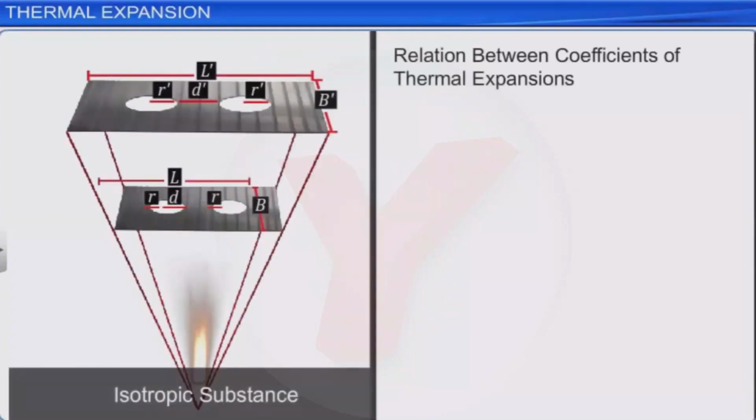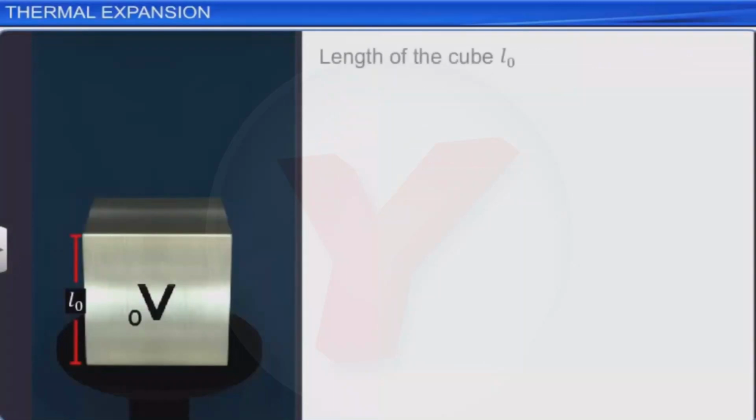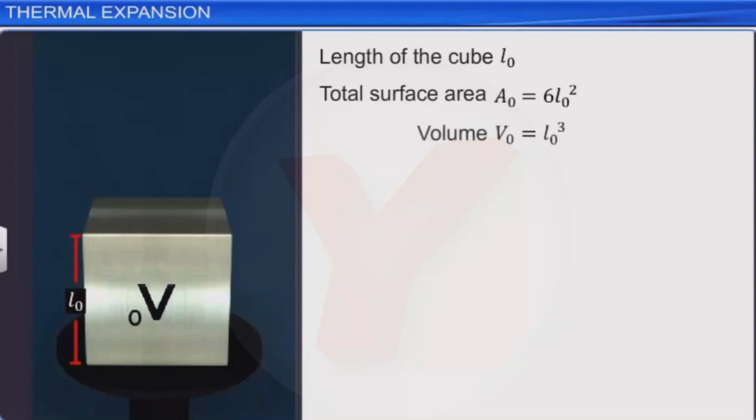For a perfect isotropic material, the coefficients of thermal expansion are related as alpha V equals 3 alpha L and alpha A equals 2 alpha L. Let's prove the identity by considering a cube of length L0. Its total surface area A0 equals 6 L0 square and its volume V0 equals L0 cube.